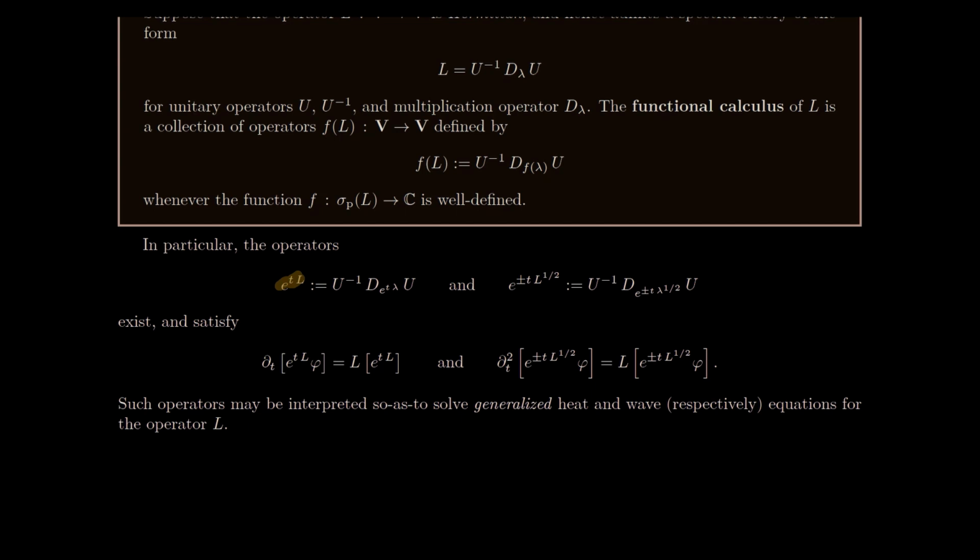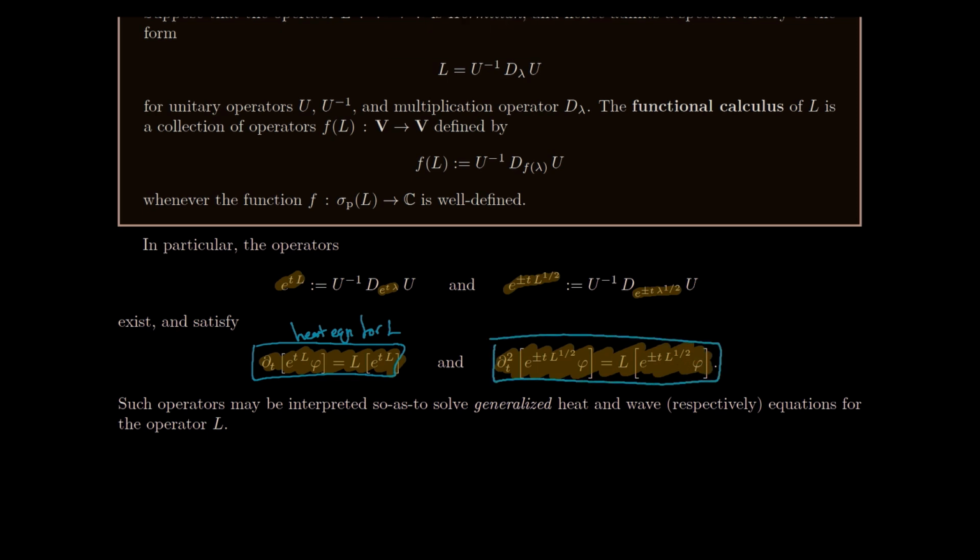So this is just the decomposition of L, but now with an e to the t lambda in the middle, or e to the plus or minus t L to the 1/2 is the same thing. You decompose it, but you replace lambda with e to the plus or minus t lambda to the 1/2. And so these actually satisfy the generalized heat equation, right? This is really the heat equation for L, and they also satisfy the generalized wave equation. This is the wave equation for L. So you all of a sudden gain a brand new perspective on heat and wave equations. You don't need the Laplacian on the right-hand side. You can work with any Hermitian operator, L, on the right-hand side. So this is what the functional calculus gives us the ability to do.